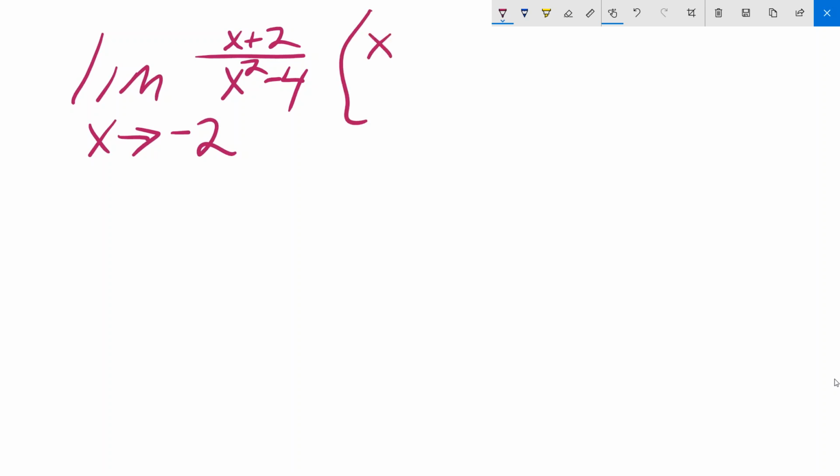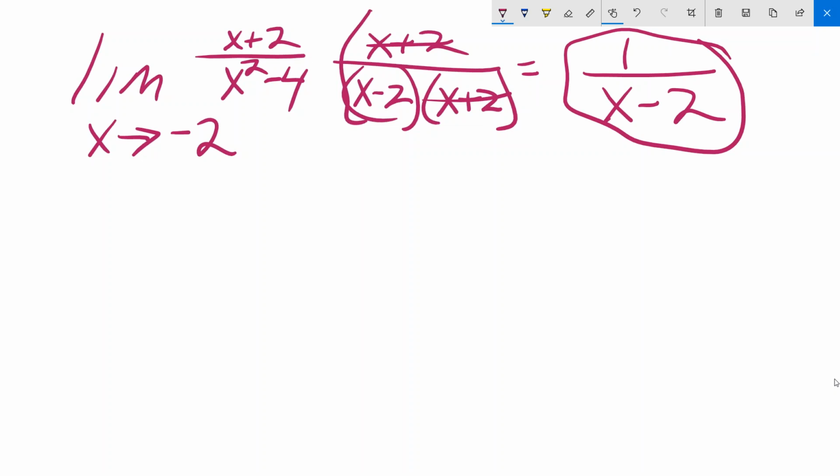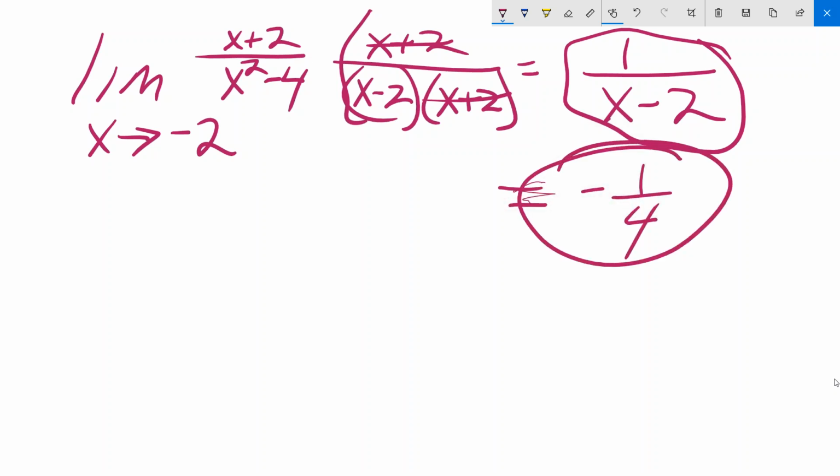What happens if we factor this is we get x plus 2 into x minus 2. Now you can cross out the top and the x plus 2 on the bottom. So it's really 1 over x minus 2. And now what's the limit of this as x tends to -2? It's 1 over -4, so minus 1/4. That's what the limit is. It's not 0, and it's not undefined. That limit is minus 1/4. Okay, good.